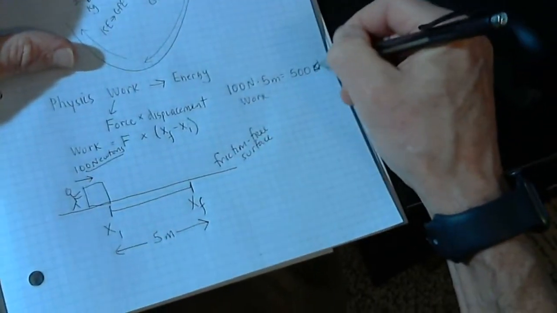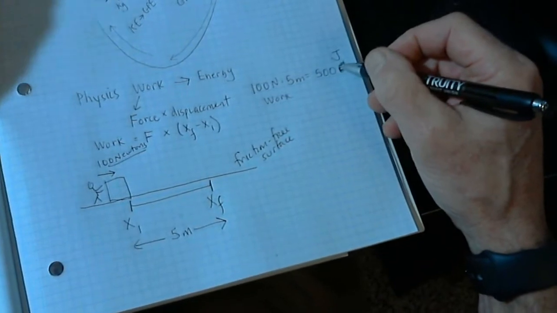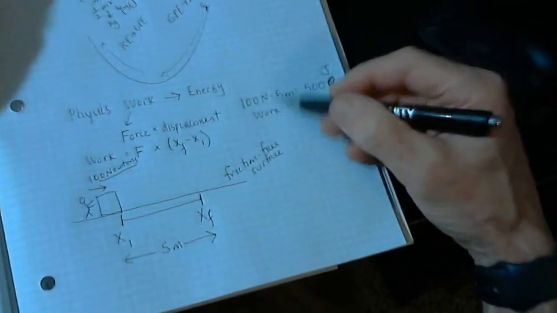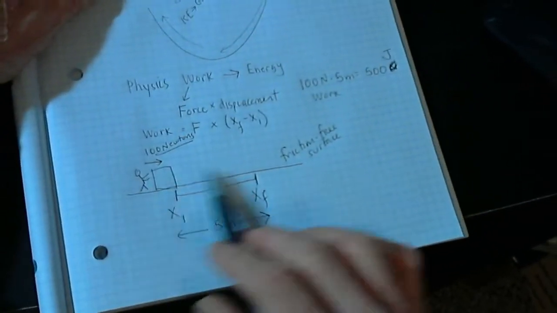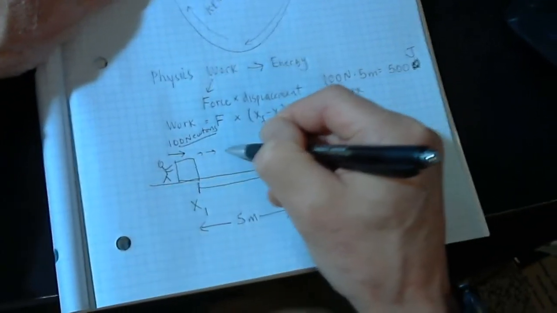500 joules. Newton meters is a joule. That's the same unit that we have for energy. So I get 500 joules worth of work. Well, what exactly does that work do? As I push this object on a friction-free surface, its velocity will increase.